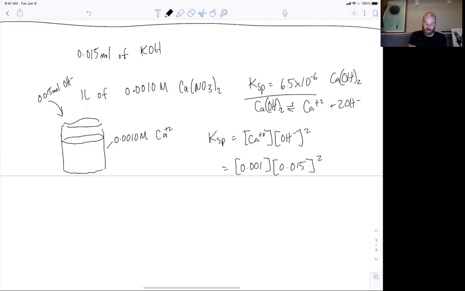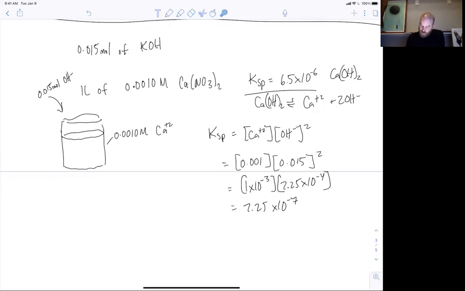So we're in 1 liter, so this is squared. Phone calculator. So we end up with 2.25 times 10 to the minus 4th for that, and then this just remains 1 times 10 to the minus 3. And we can multiply those two numbers together, and we come up with 2.25 times 10 to the minus 7.